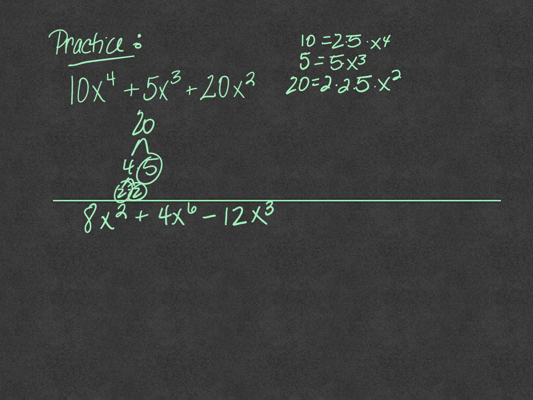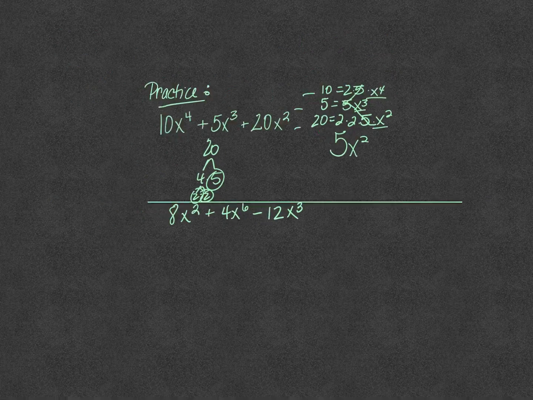Now, we see that we have a 5 in common with all 3. All 3 of these numbers do not have a 2. So our only factor in common is 5. Now, I have x to the 4th, x to the 3rd, and x squared. I'm going to go with the smallest as long as it's the same variable, which is 5x squared.